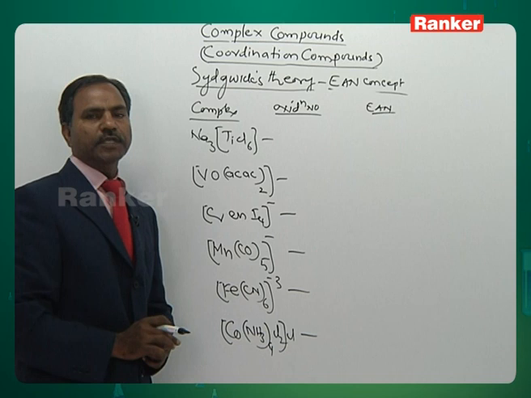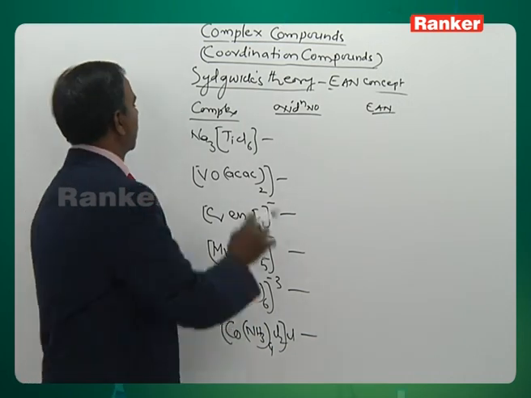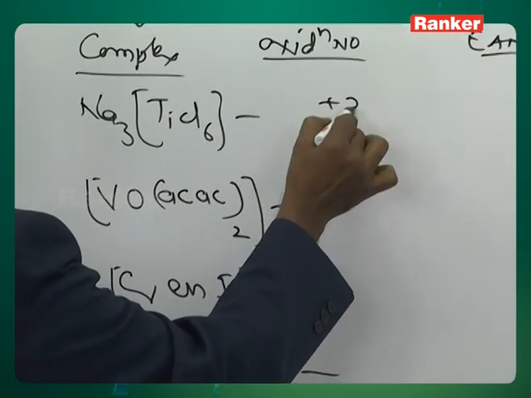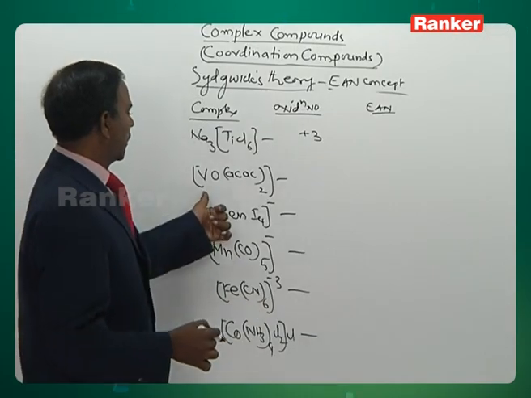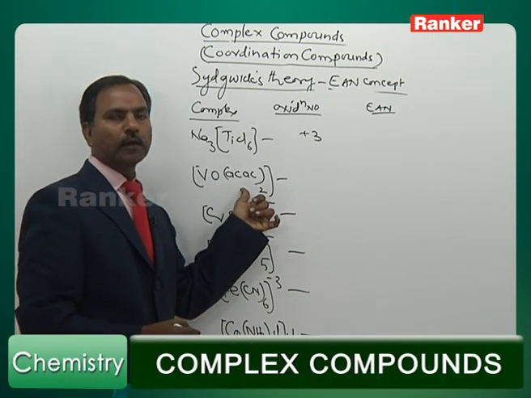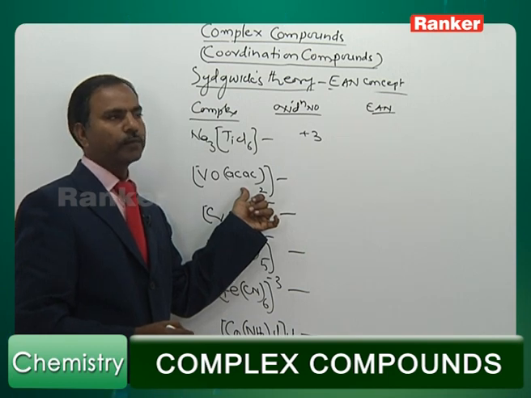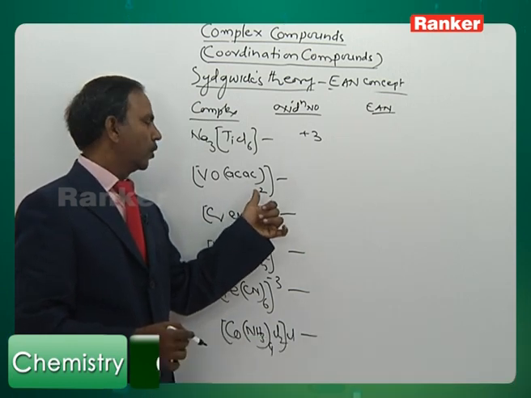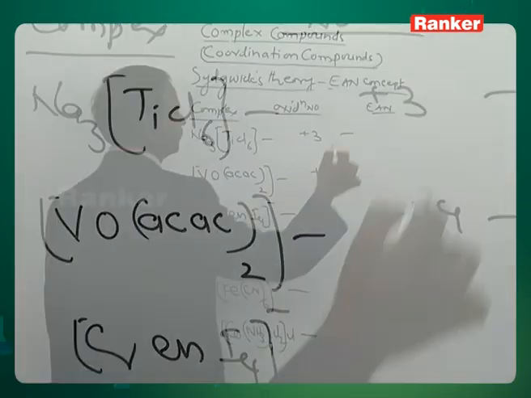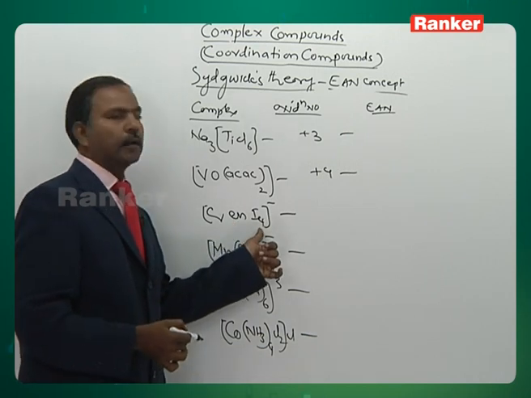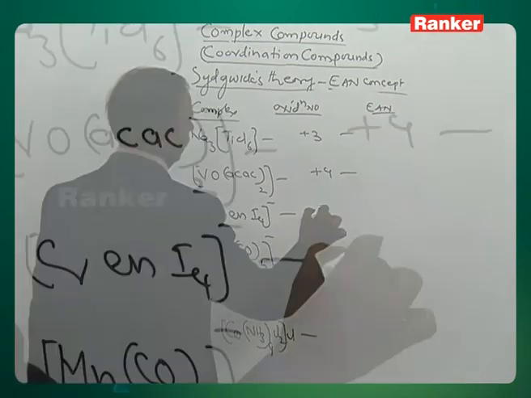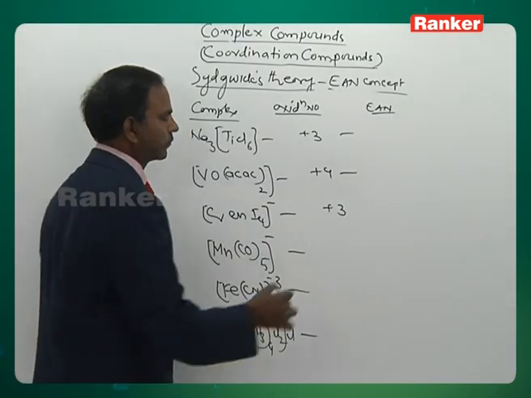Once a complex is given, first check the oxidation number. Let us consider 6 minus charges and a plus 3 charge. Therefore titanium is plus 3 here. And here O is minus 2, and acac, already given as acetylacetonate, has a minus 1 charge on each ligand, so 2 minus and 2 minus. Therefore vanadium becomes plus 4. Here, in the Cr complex, out of 4 charges inside, 1 charge is remaining. Therefore its oxidation number comes to be plus 3.